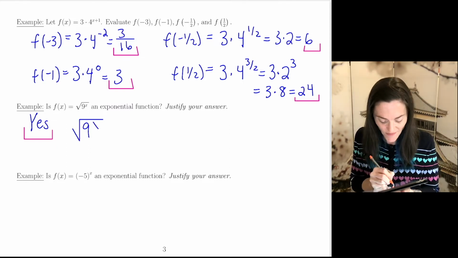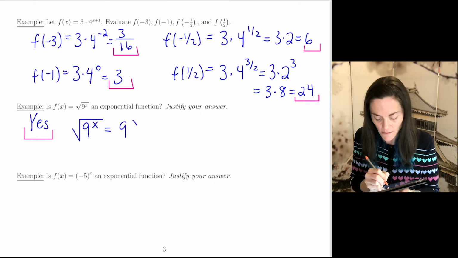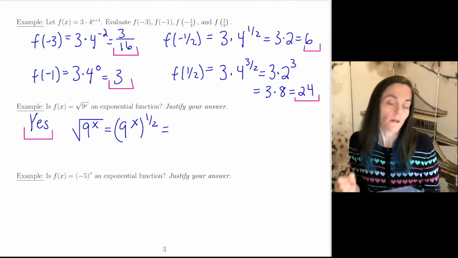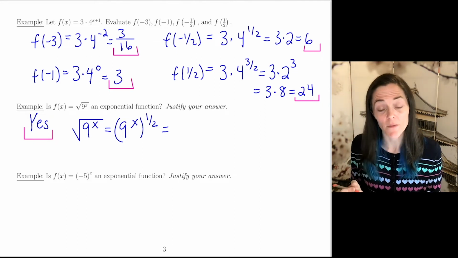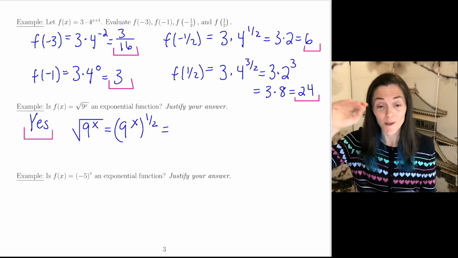So note that this is 9^x to the 1/2 power. Well, there's a few ways we can think about this. It's a power to a power, so we multiply.